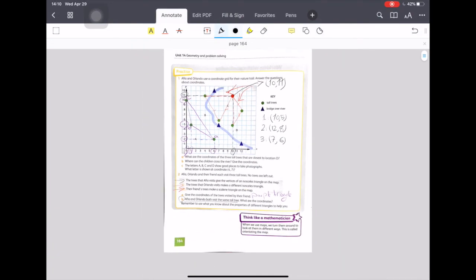Okay, so this is what it was for today's lesson about the practice part on page 164. We answered all the questions in this part related to coordinates. Please take your time, go through the questions one by one on your own, and check your answers.